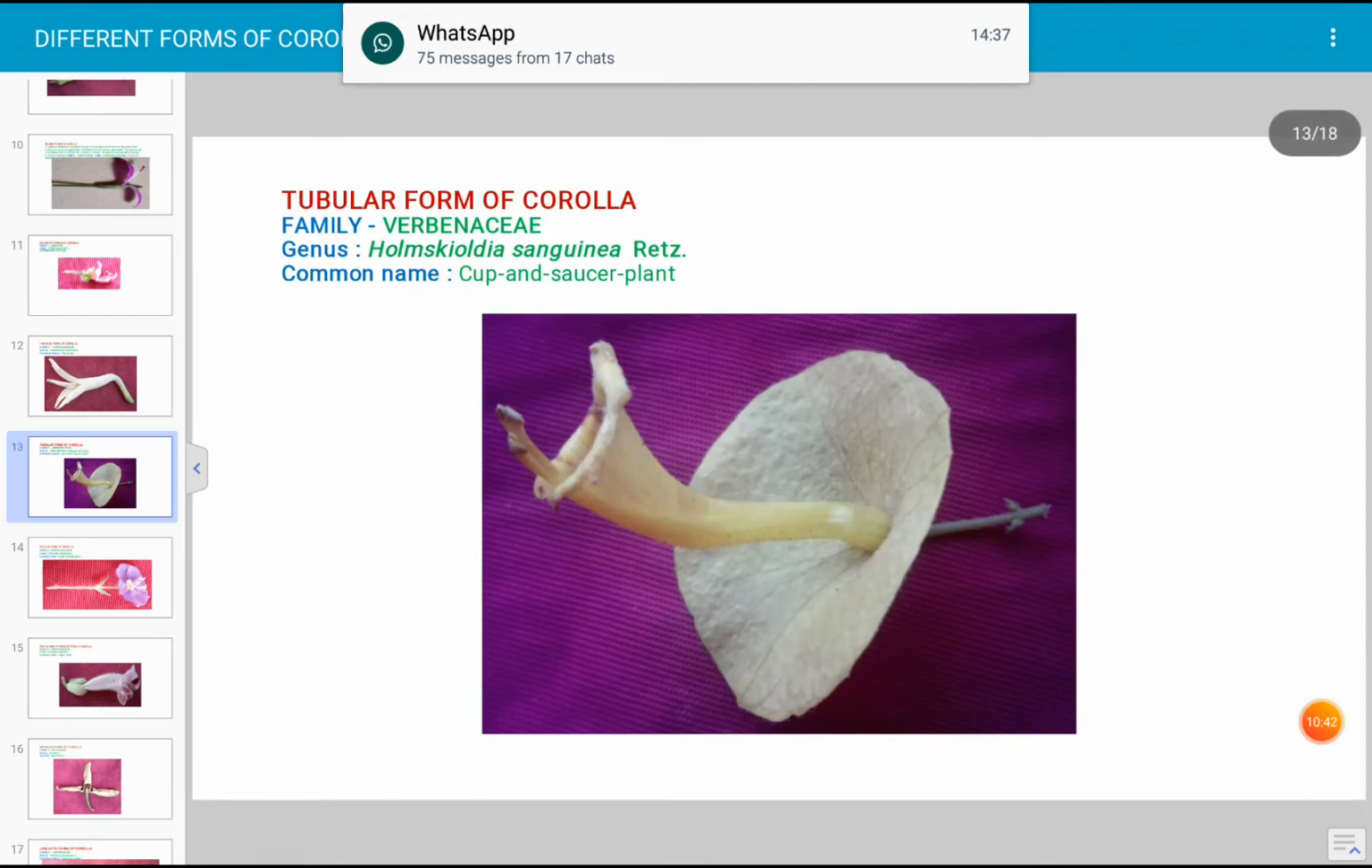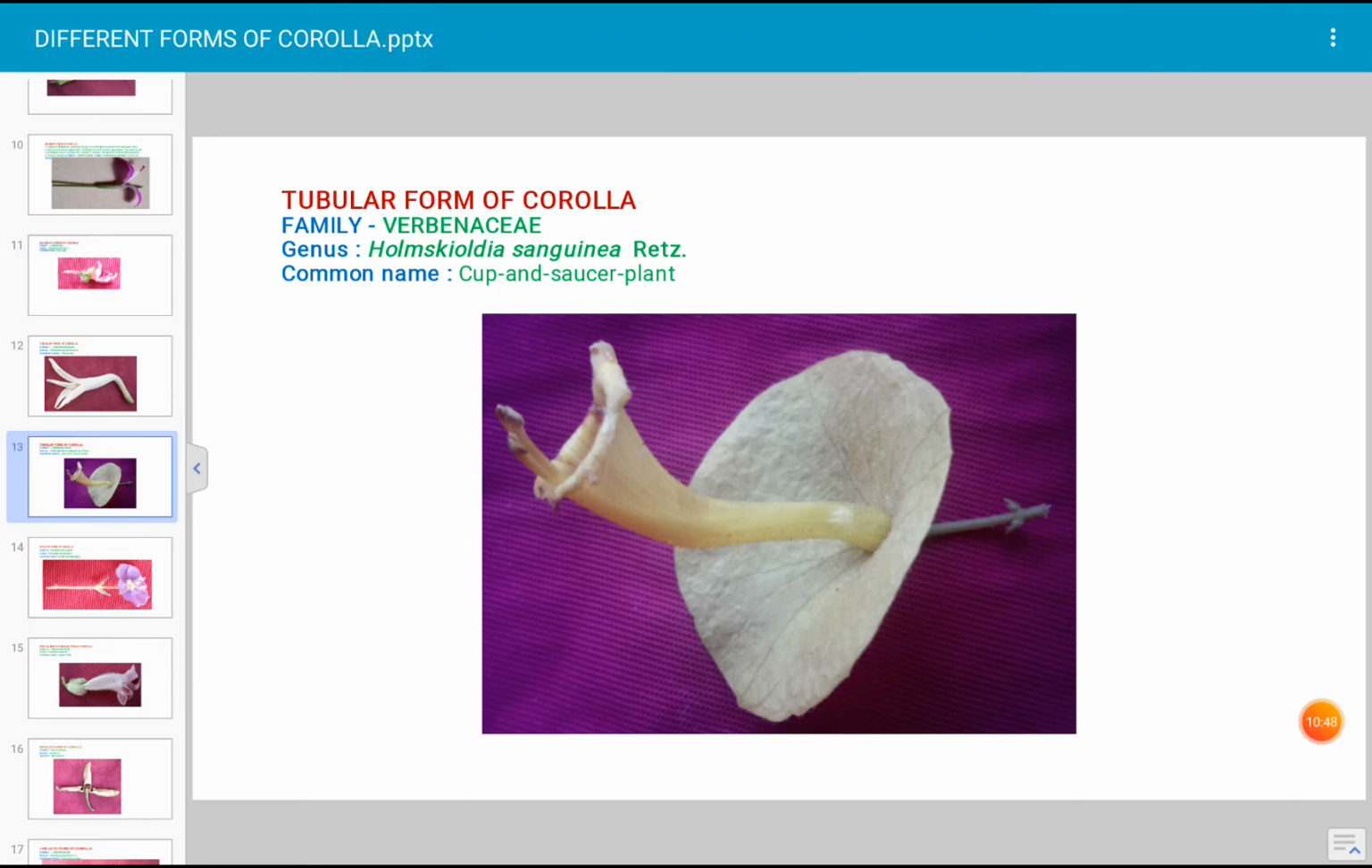Next slide. This is also one more example. This is a tubular form of corolla, a tube-shaped corolla. The family is Verbenaceae, genus Holmskioldia sanguinea. The common name of this flower is cup and saucer plant. This flower I got from Aurangabad only.